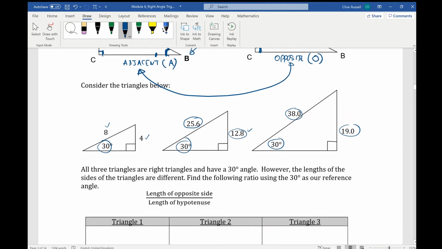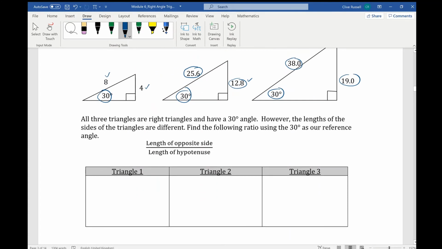Now, an interesting thing happens. If you take the length of the opposite side, which is 4, and divide by the hypotenuse, so opposite over hypotenuse, which is 8, you're going to get 0.5. If you do the same thing for the second triangle, the opposite is going to be 12.8, and the hypotenuse is 25.6. You divide that out, you're going to get 0.5. You do the same for the third, you're going to get 19.0 for the opposite.